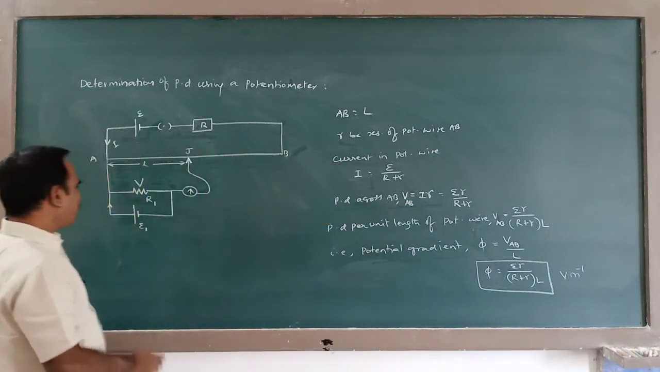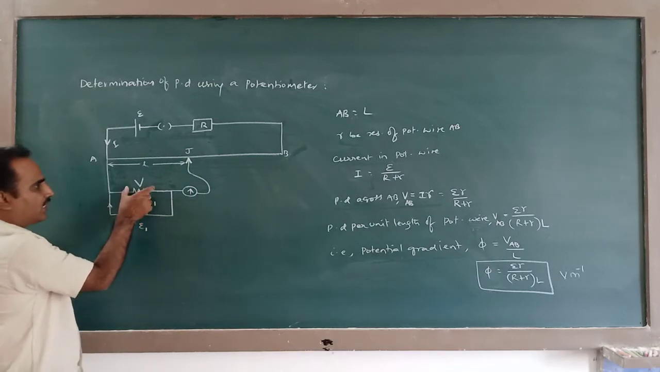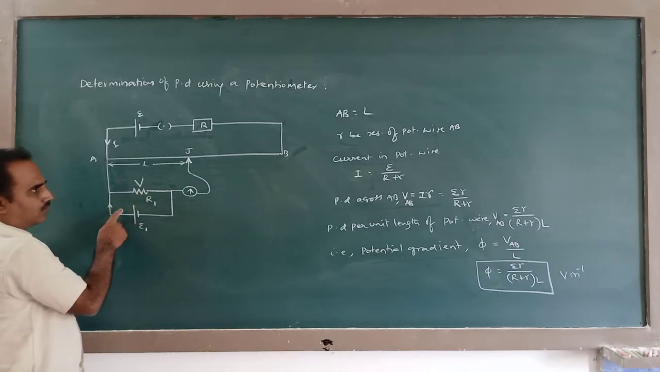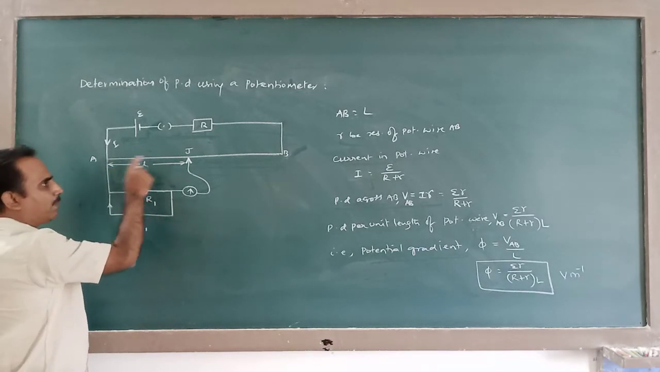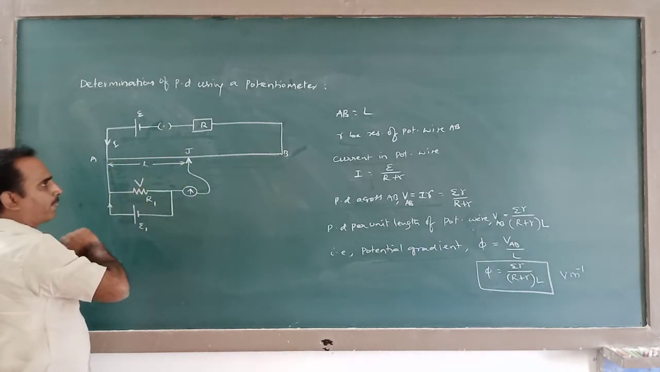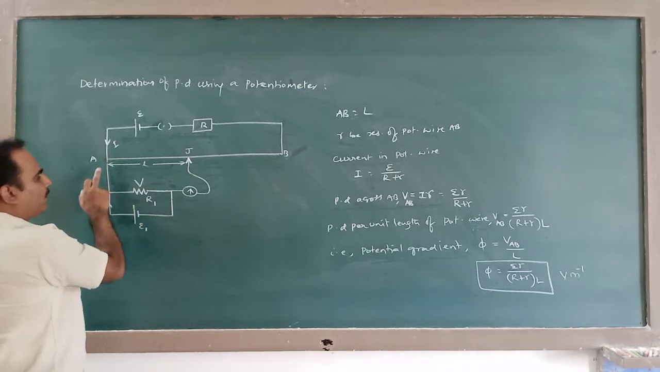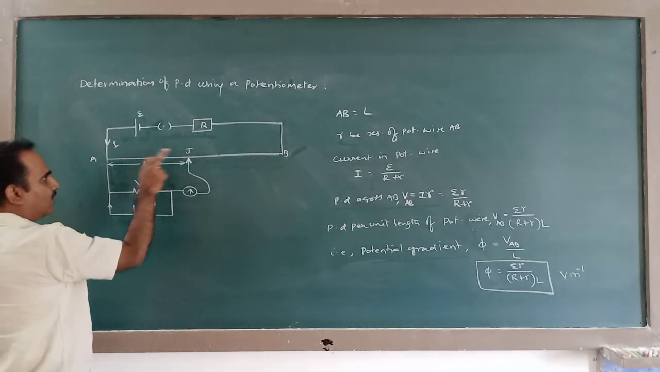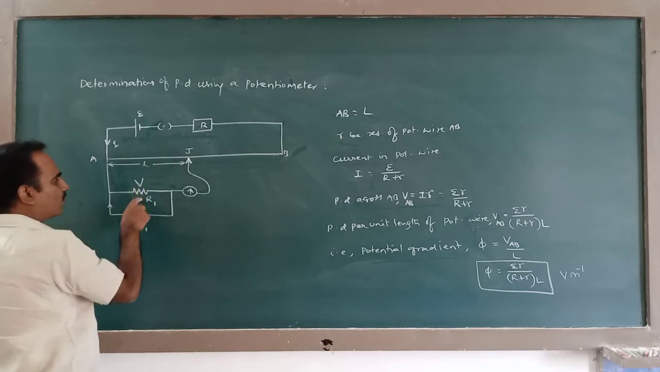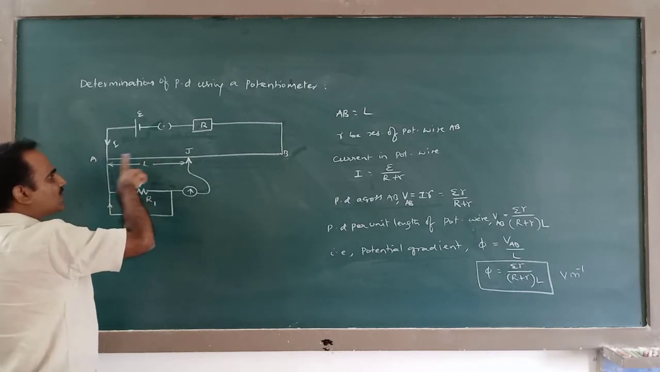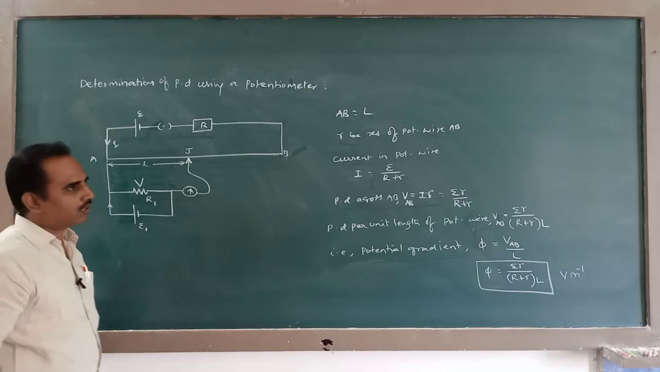Now the potential difference which is to be measured is connected in the secondary circuit. After connecting this, if you get the balancing point here, then between the points A and J, this wire and this potential difference will become equal as they are in parallel.